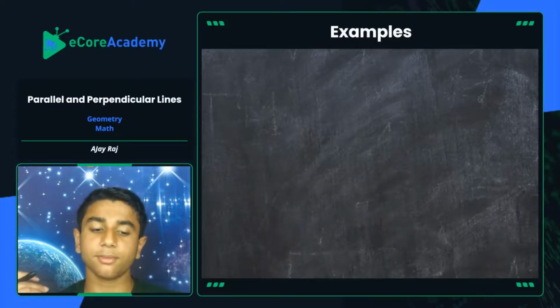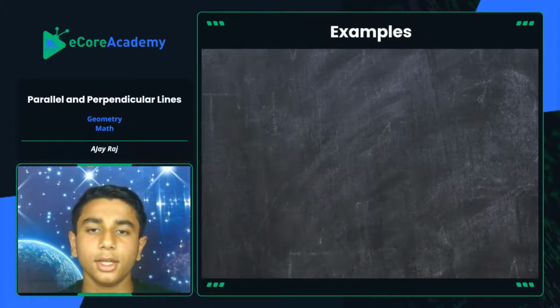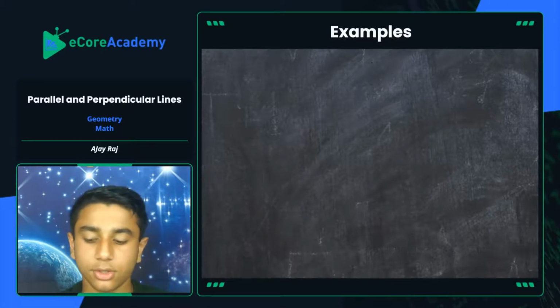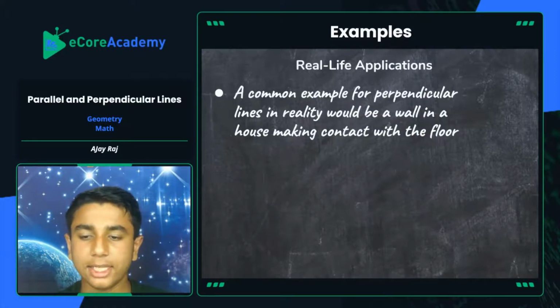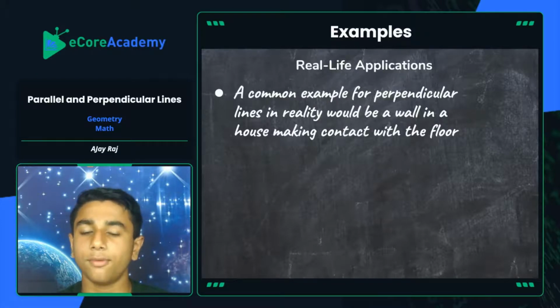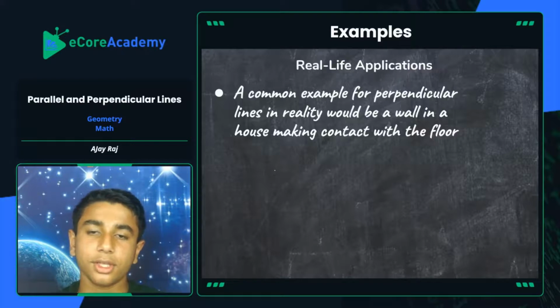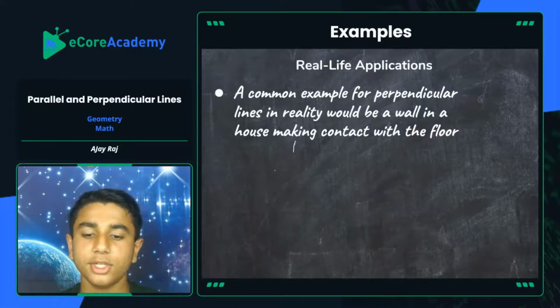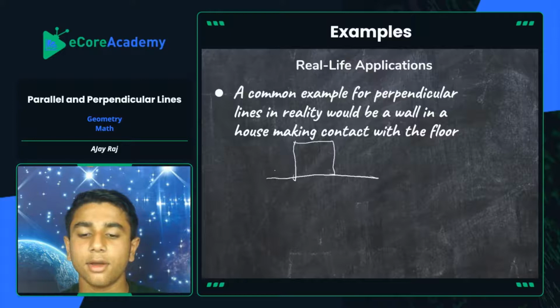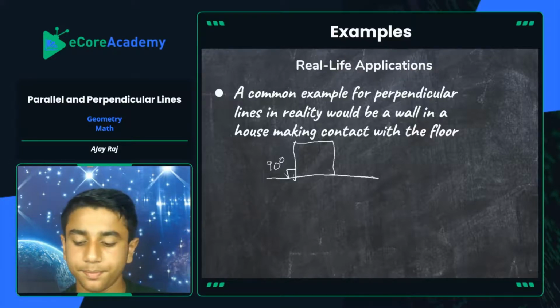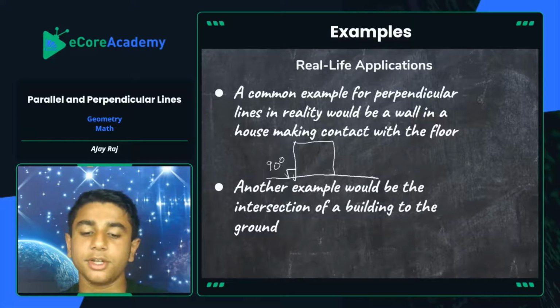All right. Let's look at some real-life applications before we start getting into these different types of problems: theory, graphing, and equation. A common example of perpendicular lines in reality would be a wall in a house making contact with the floor. If you look around the room you're in and see a wall next to you, and then the floor, you can take any side of this wall that's intersecting the floor, and if you measure the angle, it's always going to be 90 degrees. So that makes the floor and any part of a wall perpendicular to each other.